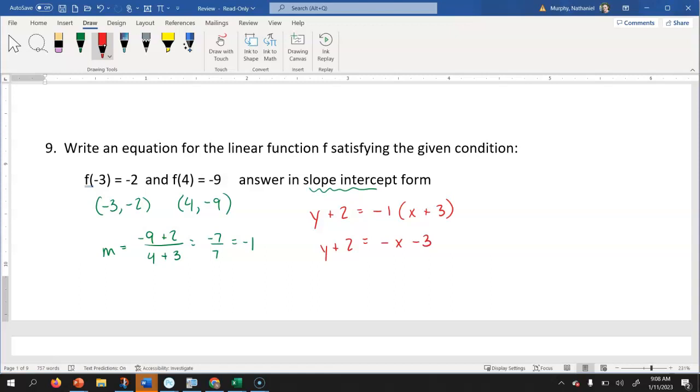So now to get it in slope intercept form, we just want to get the y by itself. So I subtract 2 from both sides. When I do that, I get negative x minus 5. So that would be our equation in slope intercept form. So that's how you would do those problems from chapter 1, or actually chapter P.